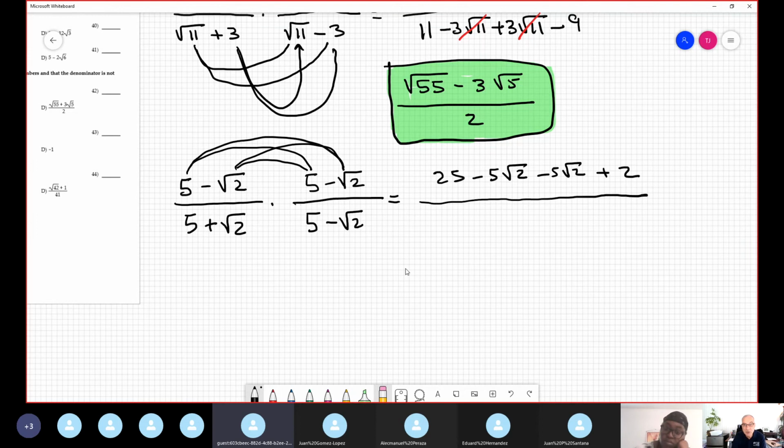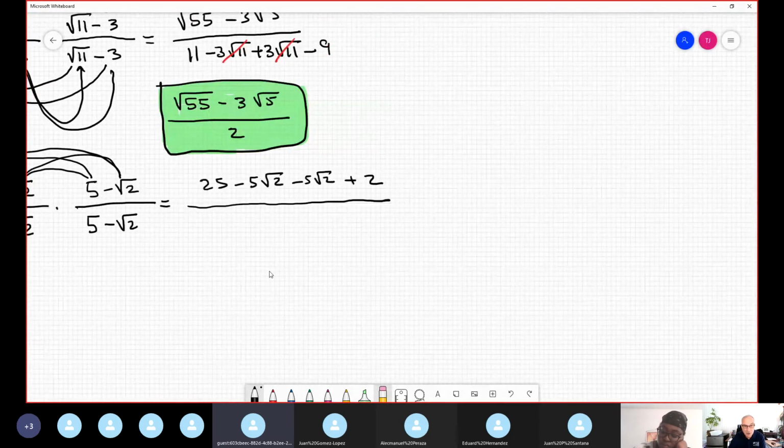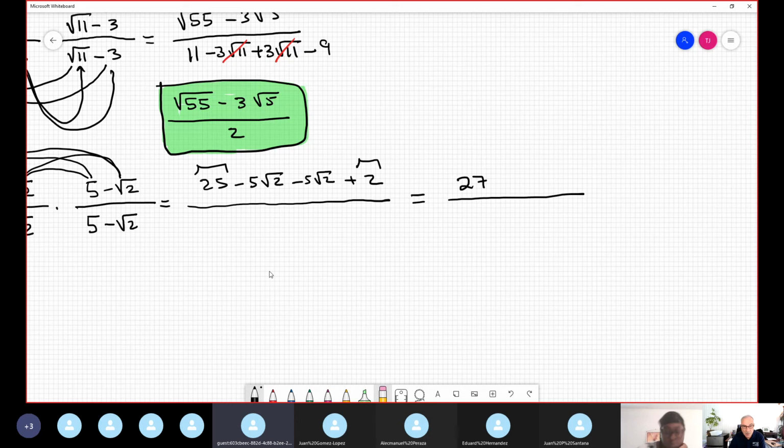So, let's continue manipulating the top part. Okay. I see that it's 27: 25 plus 2 is 27, minus 10 because negative 5 and negative 5 together make radical 2. Stop. And the top is okay. Let's move on to the bottom.